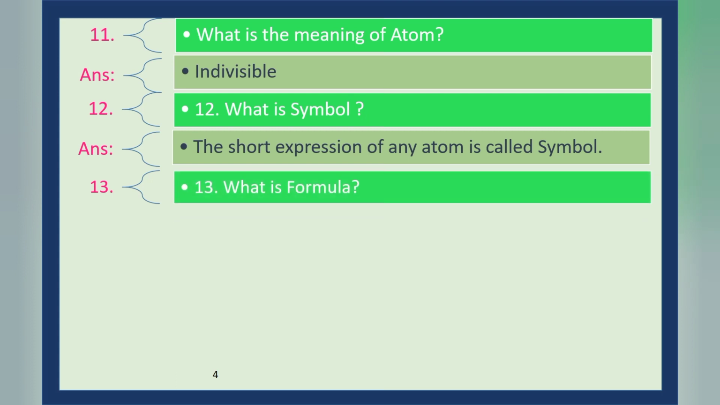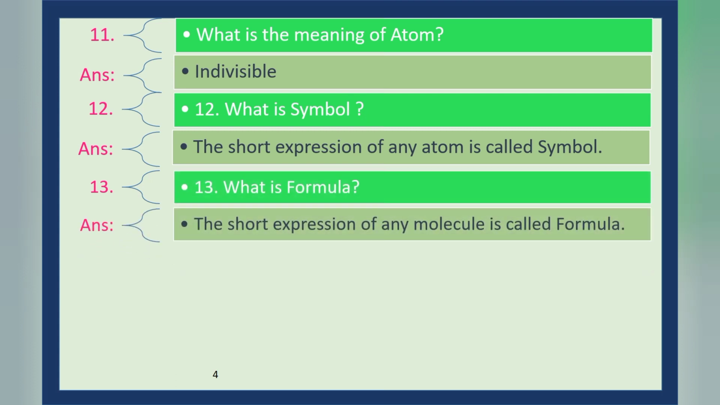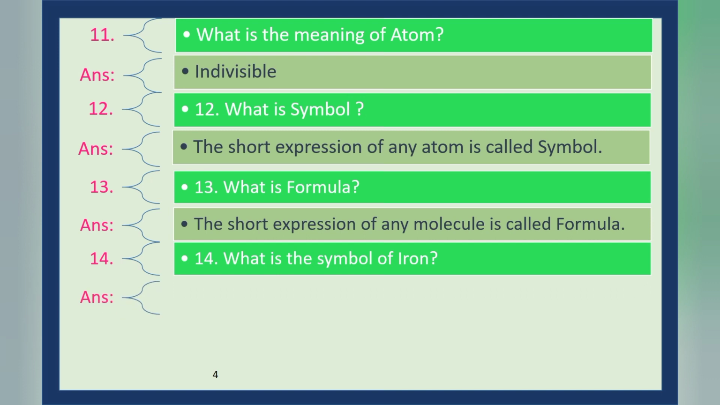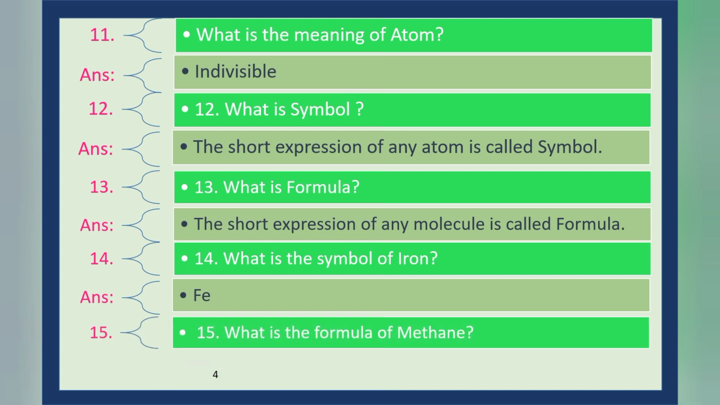Then what is a formula? The answer is, the short expression of any molecule is called a formula. Then what is the symbol of iron? It is Fe. And then what is the formula of methane? CH4.